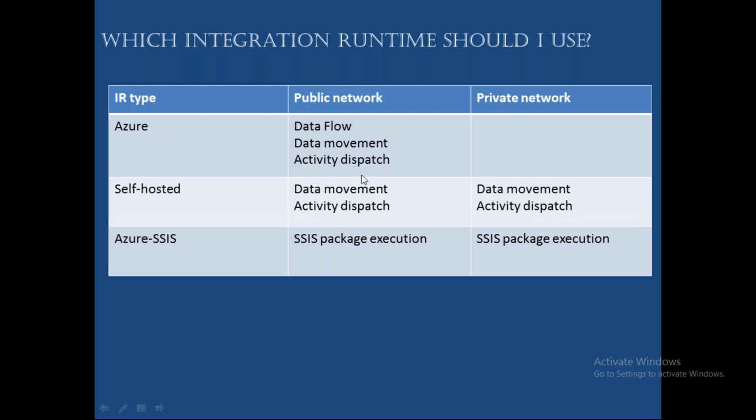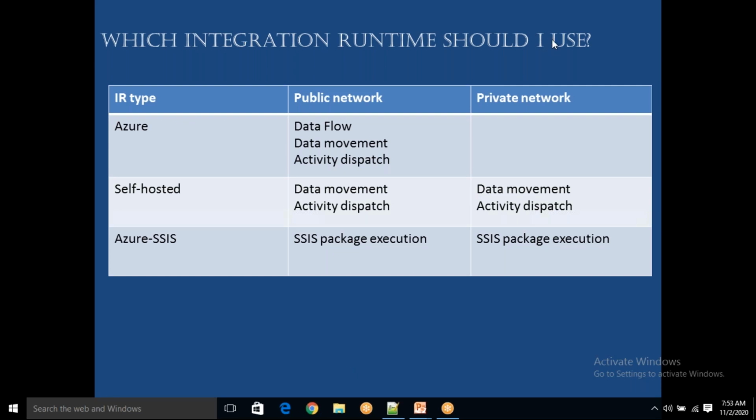Self-hosted you can use if you want to copy within the cloud, or execute any transformation activity in the cloud. In the same way, if you want to move data within the private network, and execute any transformation code within the on-premise, in all these cases you can go with the self-hosted. For SSIS package execution, whether in the public network or the private network, you can use the Azure SSIS IR. Okay, clear?